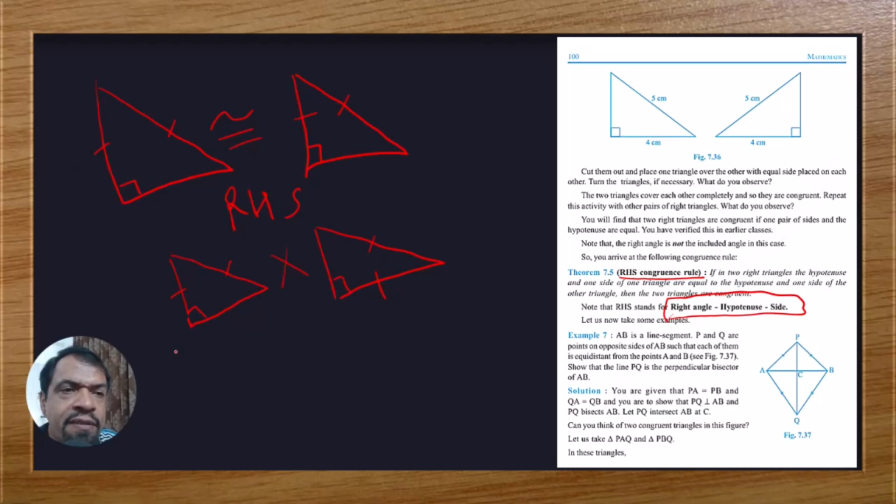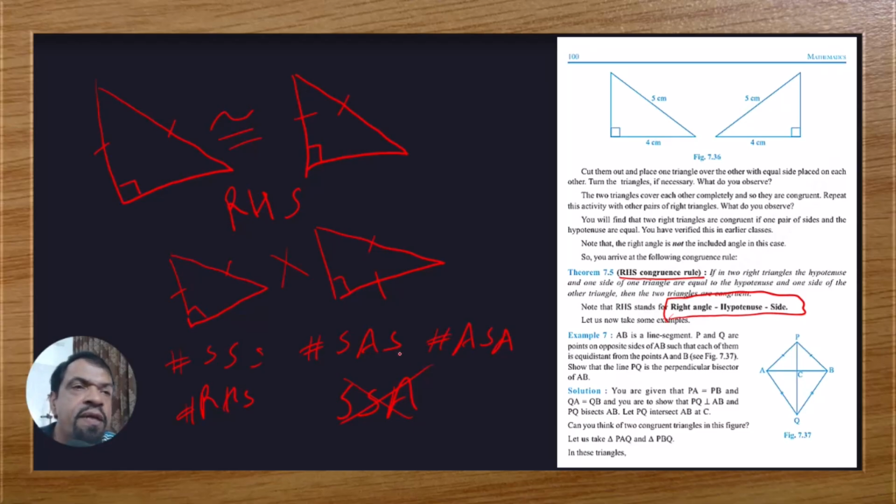In all, let us recapitulate: first of all SSS, SAS, ASA, RHS. But remember that SSA is not possible, so do not use SSA. If in any triangle two sides and one angle are equal, not in order, do not use SSA. It is not possible. This side, this side, this side, this side, and this angle. It is not congruent.